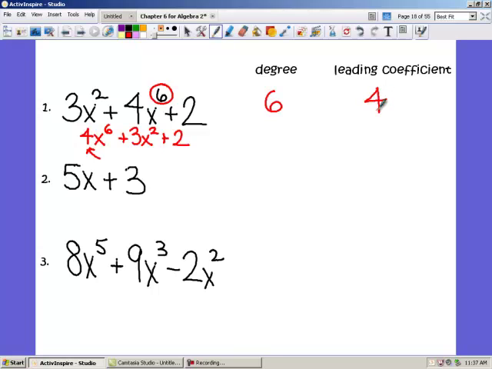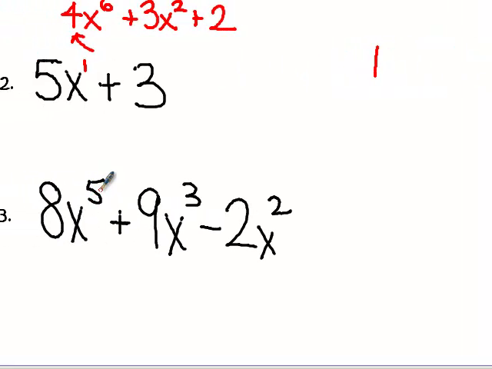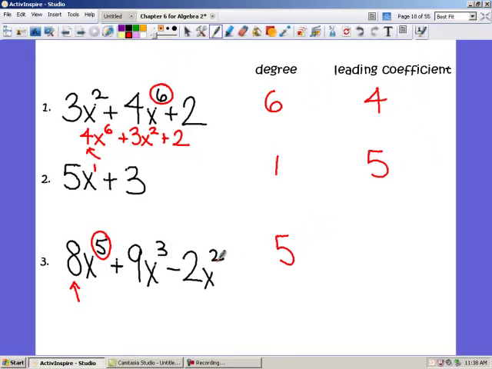In number 2, everything looks like it's in order. The exponent on this is a 1, even though it's not shown. So the highest exponent in this one is a 1. And the leading coefficient, because this is in order, is a 5. In number 3, we do have the highest exponent right here, and so the degree is 5. The leading coefficient is the 8 because we have the highest exponent and it goes down until it gets to the smallest. So 8 is the leading coefficient.